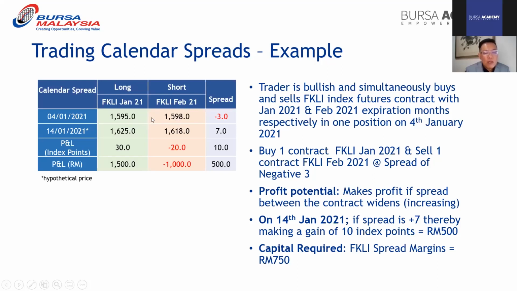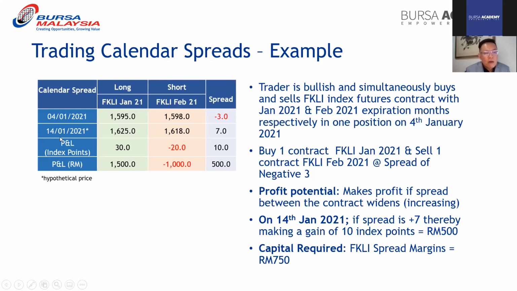Now, we want to notice the difference between these two prices. The difference between the January and the February, 15.95 minus 15.98, is -3. That means January is lower than February. So the spread is -3. Now, what am I trying to do? I'm bullish. Basically, in this strategy, I'm bullish. So this is the position I have, a January and February spread, bought on the 4th of January. And this is the spread we spoke about, -3.